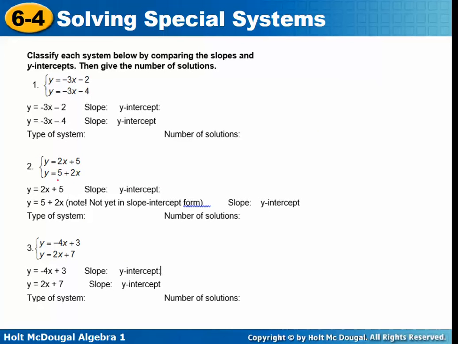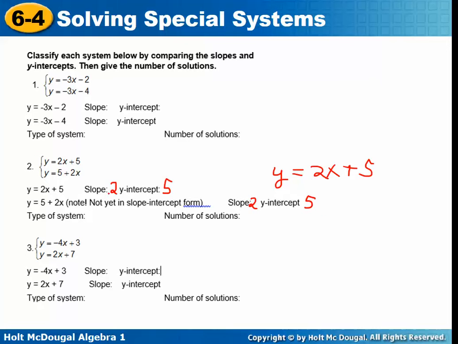In number 2, we have the lines y equals 2x plus 5 and y equals 5 plus 2x. So the first one is already written in slope-intercept form. We can see that the slope is 2 and that the y-intercept is 5. The second one is not yet in slope-intercept form, so let me rewrite that. Put the x part first, that would be 2x, and then plus 5. So make sure they're written in y equals mx plus b form. So the slope is 2, and the y-intercept is 5.